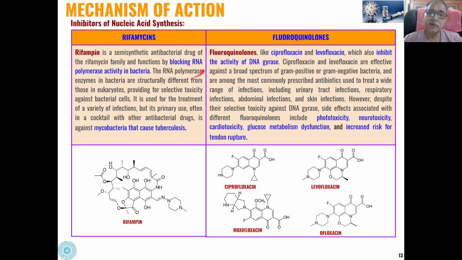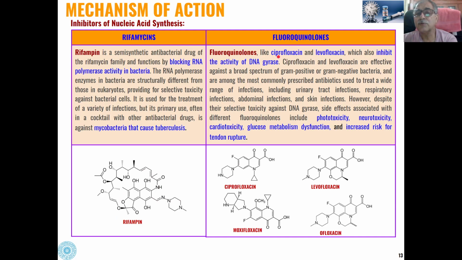RNA polymerase enzyme is structurally different in bacteria and the human cell. Therefore, it shows selective toxicity against the bacterial cell rather than the human cell. And as I've told you, this is used for treatment of a variety of infections, but primarily it is given in combination with other antibacterial drugs. So, rifampin, this is the structure.